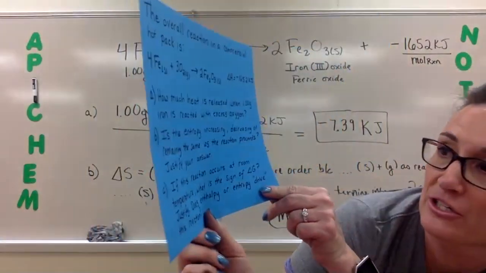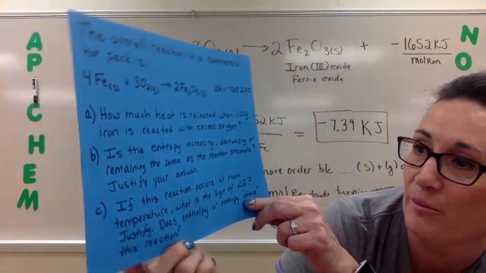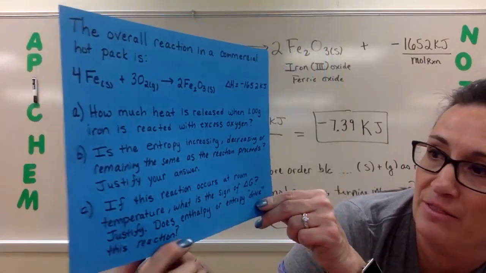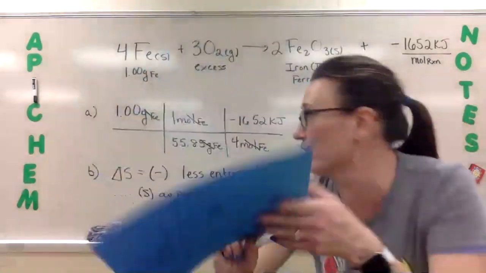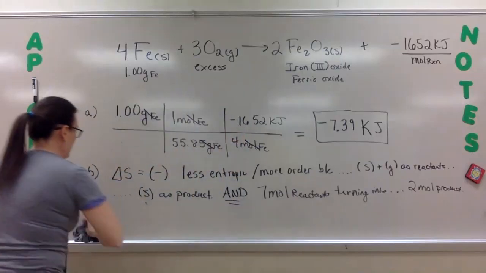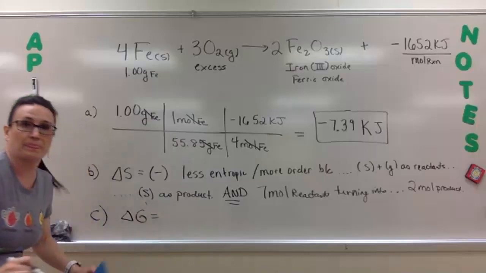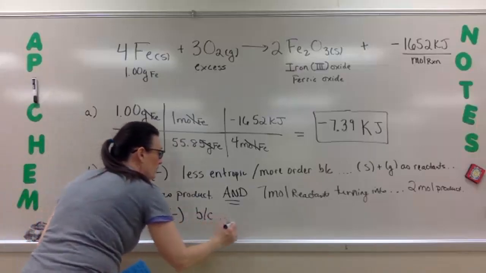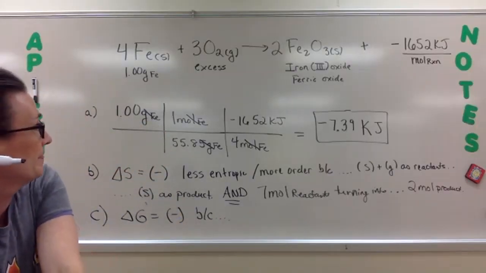If this reaction occurs at room temperature, it's really just rusting. We all know that happens. What is the sign of delta G? And does the enthalpy or the entropy sort of drive this reaction? Okay, let's keep going. What do you think? Let me get rid of the microstates. So if they said it happens, delta G is negative, okay? And then it's because who's sort of in the driver's seat, the enthalpy or the entropy? What do you guys think?